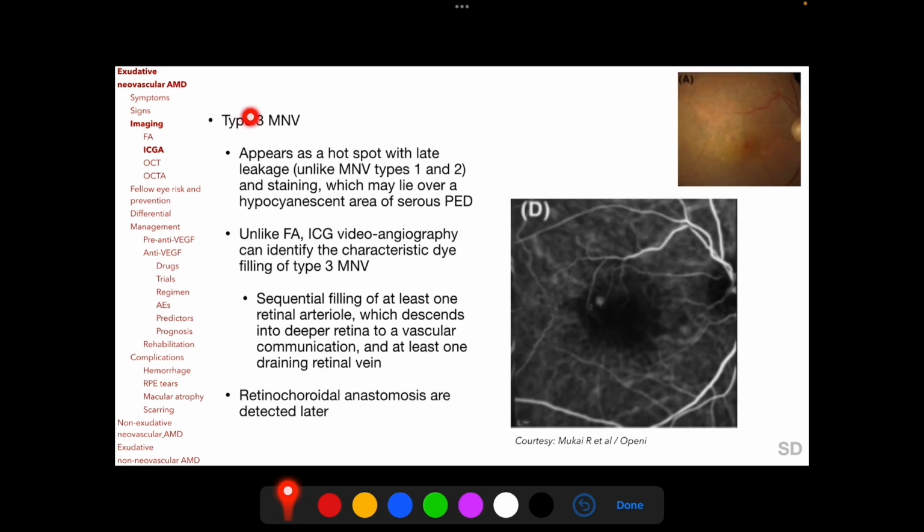Type 3 MNV on ICGA appears as a hotspot with late leakage and staining as seen here in this angiogram, which may lie over a serous PED which appears hypocyanescent in ICGA. And ICG video angiography can identify the characteristic dye filling pattern of type 3 MNV, in which there is sequential filling of at least one retinal arteriole, which then descends into deeper retina to a vascular communication and then draining into at least one retinal vein. And later in the natural history of type 3 MNV, retinochoroidal anastomosis may be detected on ICGA.